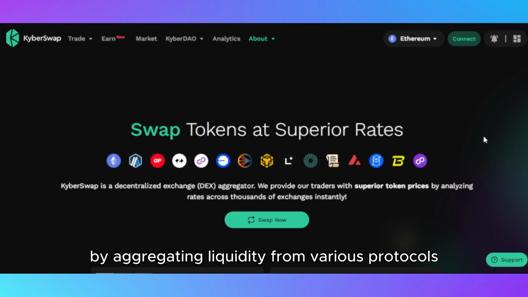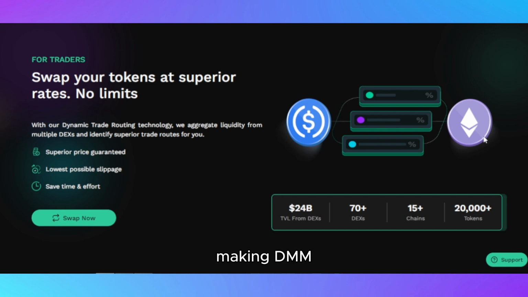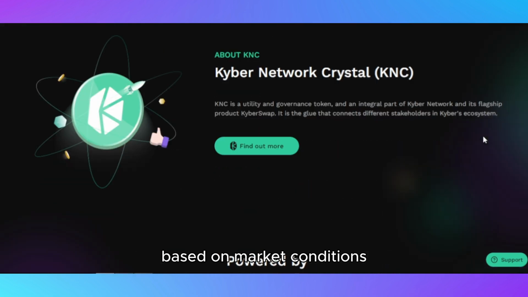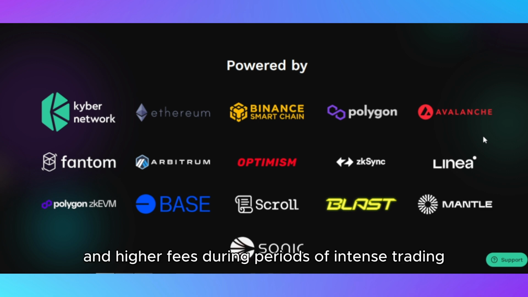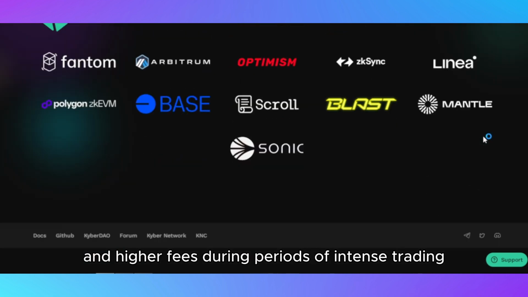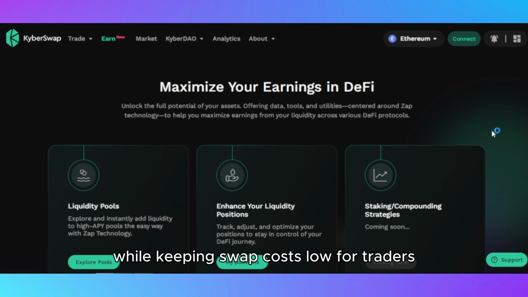Unlike traditional AMMs, KyberSwap integrates dynamic trade routing to ensure users always get the best price by aggregating liquidity from various protocols. One of KyberSwap's key features is dynamic market making (DMM), an upgrade over traditional AMMs that adjusts liquidity provider fees based on market conditions. This means lower fees during low volatility and higher fees during periods of intense trading, maximizing profits for liquidity providers while keeping swap costs low for traders.